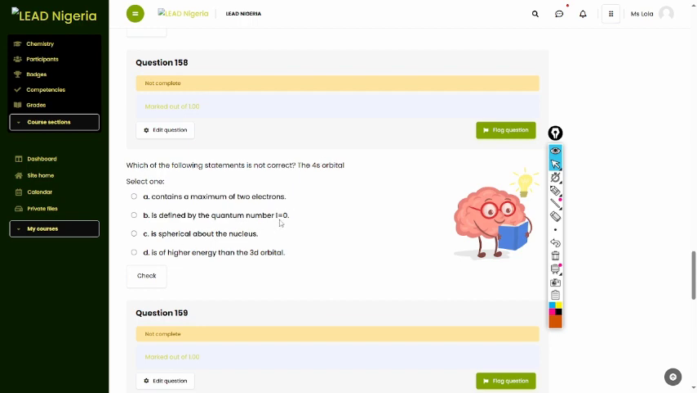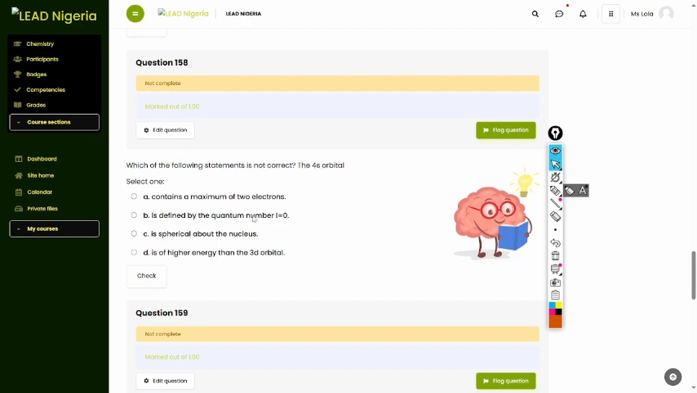So L refers to the subsidiary quantum number. The subsidiary quantum number refers to the subatomic orbital. Now, the numbers designated for the subatomic orbitals are S would be 0, P is 1, D is 2, and F is 3. So since the subatomic orbital here is S, it means that L would be 0 because S is denoted by 0.